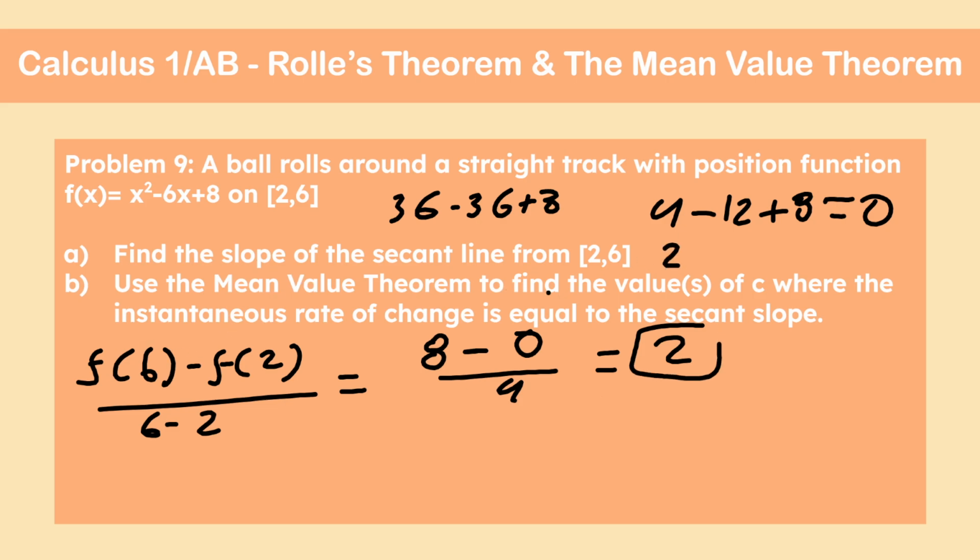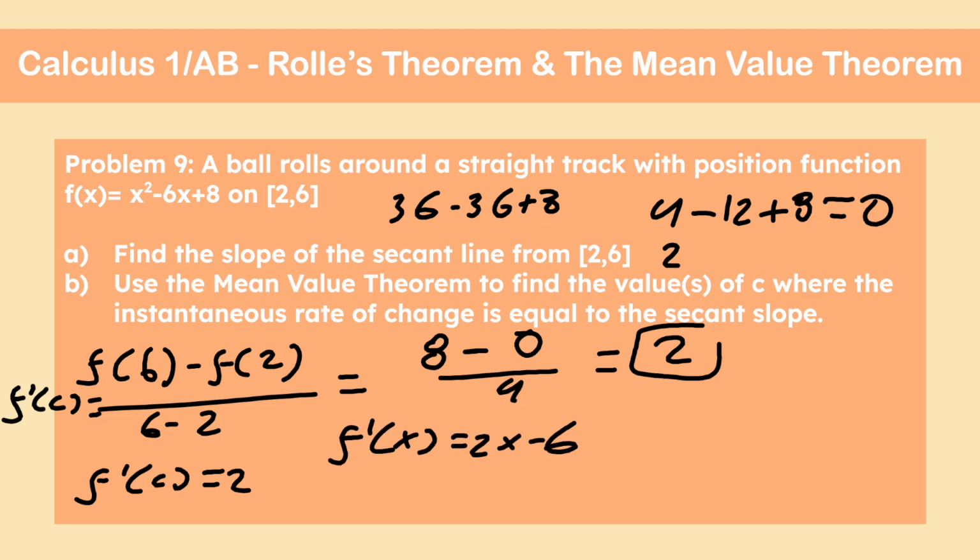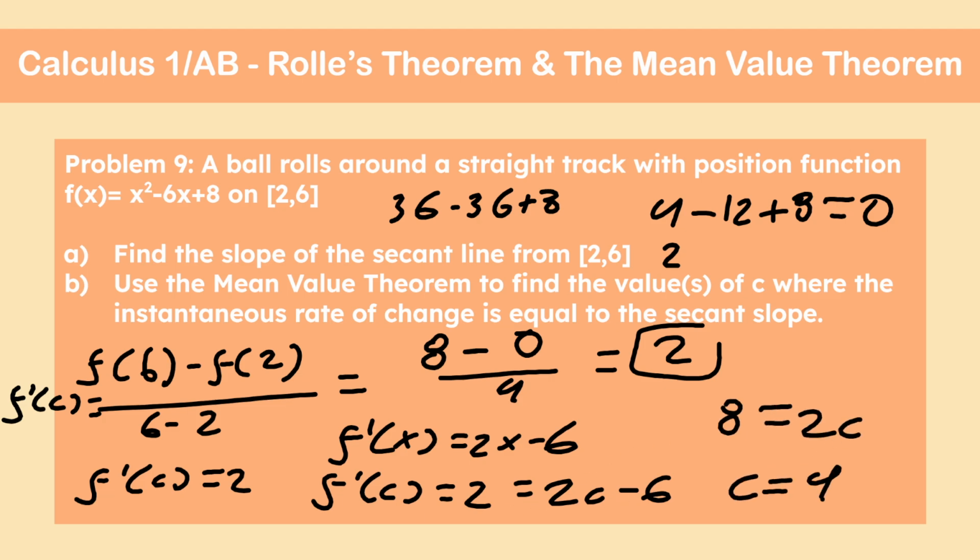So we're going to use the mean value theorem to find the values of c where the instantaneous rate of change is equal to the secant slope. So what I can do here is just add on f prime of c, so f prime of c is equal to 2. So we're going to differentiate the original function f of x. f prime of x is equal to 2x minus 6. f prime of c is equal to 2, which is equal to 2c minus 6. I'm going to add 6 to both sides. So we have that 8 is equal to 2c, and that c is equal to 4. So when c is equal to 4, that's when the instantaneous rate of change is equal to the secant slope.